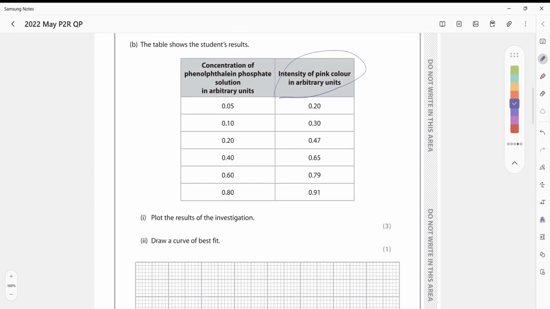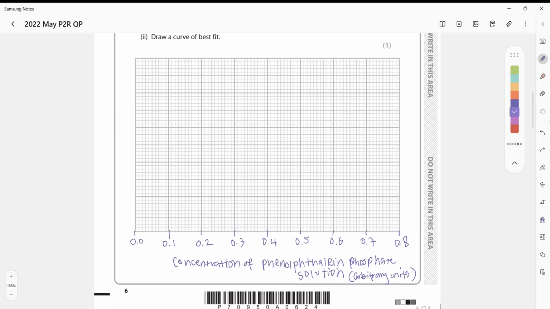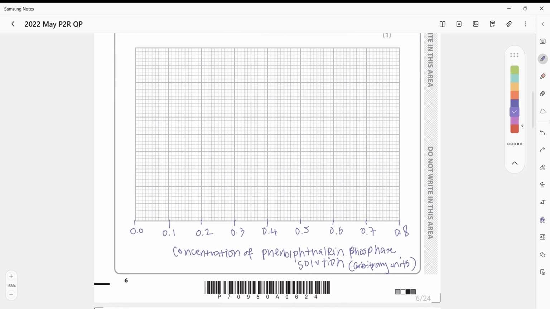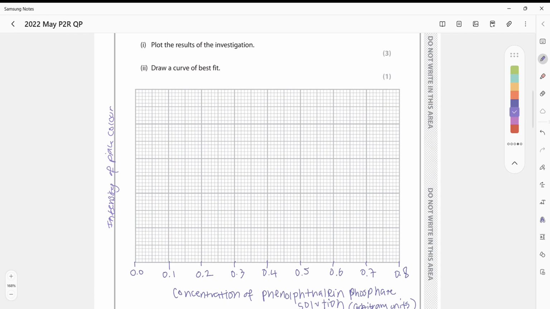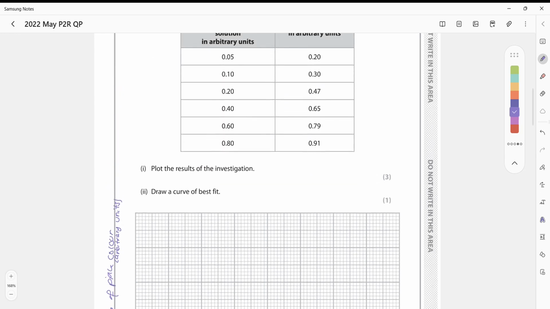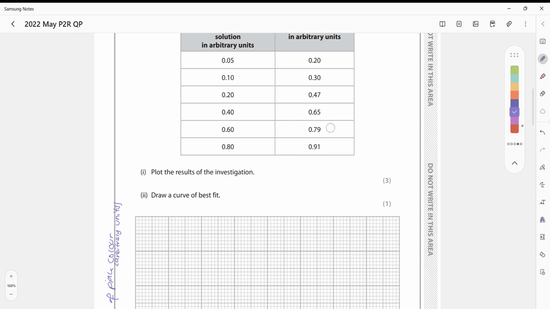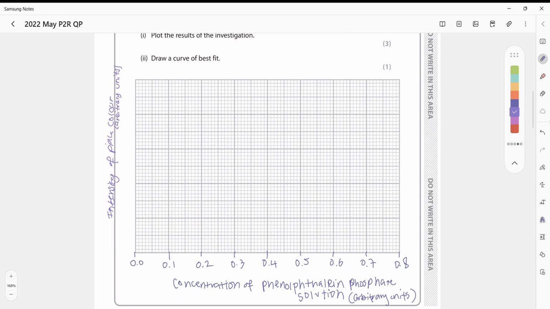And then we have the intensity of pink color in arbitrary units. This is going to be quite tricky to draw. There's not enough space, so I'm just going to draw outside, but don't do this. Intensity of pink color, in arbitrary units. The largest number that we have here is 0.91. So let's try and fit that on the graph. We can have it go up in 0.2: 0.0, 0.2, 0.4, 0.6, 0.8, and 1.0. So long as it takes up more than half of the space provided, then you're good to go.